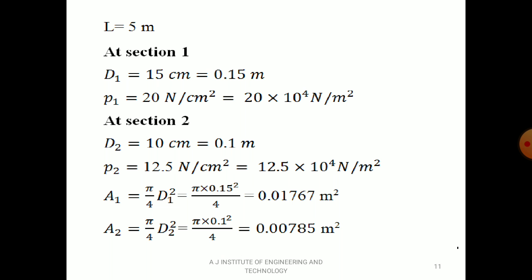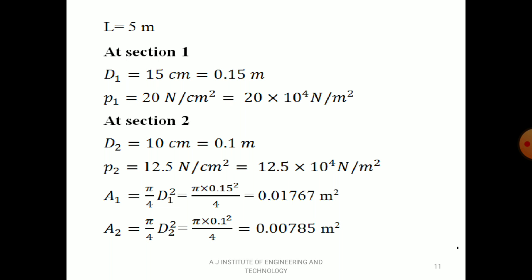So at section L equal to 5 meter. At section 1, D1 equal to 15 centimeter, that is 0.15 meter, converting from centimeter to meter. Then P1 equal to 20 Newton per centimeter square, so 20 into 10 to the power 4 Newton per meter square, converting by multiplying 10 to the power 4. Similarly at section 2, D2 equal to 10 centimeter, that is 0.1 meter. P2 equal to 12.5 Newton per centimeter square, so converting, 12.5 into 10 to the power 4 Newton per meter square.